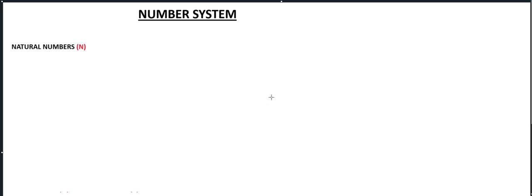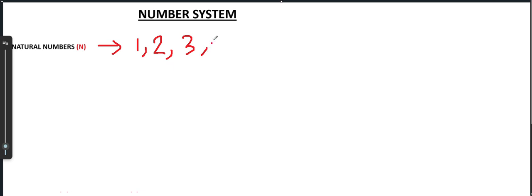Natural numbers are generally used for counting purposes. Natural numbers start with 1, 2, 3, 4, and so on. The first and smallest natural number is 1. Any natural number can be obtained by adding 1 to its previous number. And there are infinite natural numbers, starting from 1 and continuing till infinity.